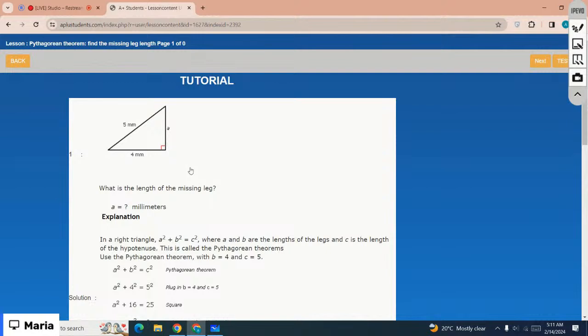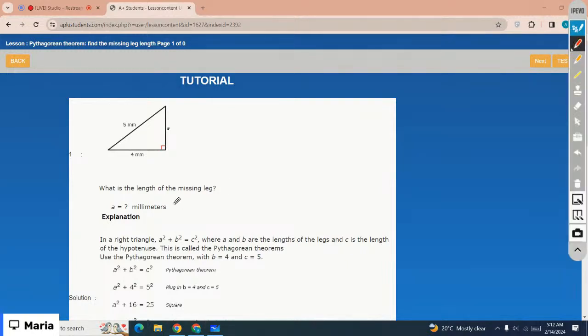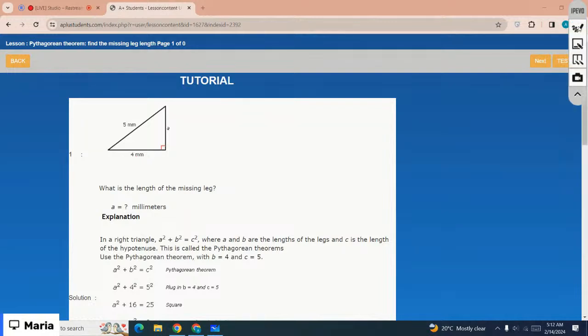So let's just start with the first example. What is the length of the missing leg? Now you're given the hypotenuse is 5. The other side you're also given, that is 4. You need to find the a, right? But you're working on the right angle triangle, so you need to use the same Pythagorean theorem and you can find the missing leg length, right? So we know that c square equals a square plus b square. C is given 5, so just put the value of c, that is 5 square, b is 4 square, right?